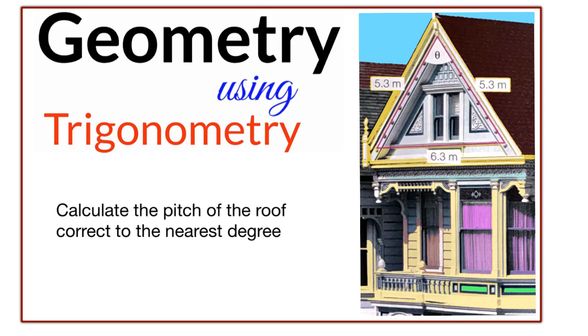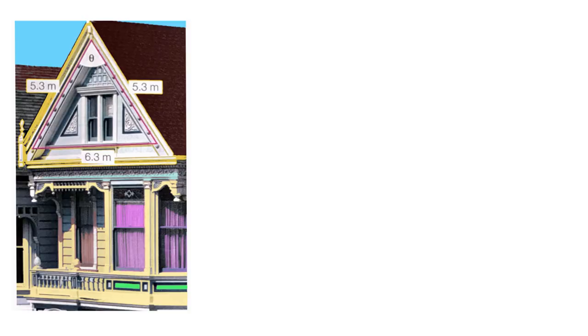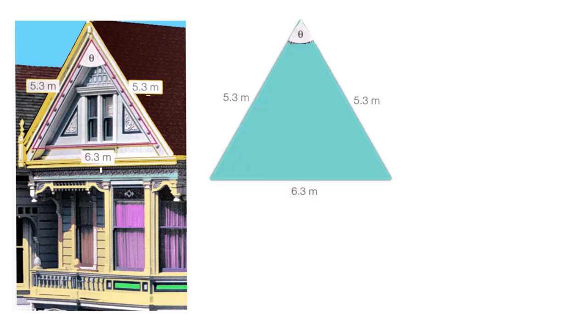The 5.3 meter roof lines determine the pitch, which is the angle formed when the roof lines meet. So we're going to calculate that pitch. Apart from the 5.3 meter roof lines that we have, we also have a base which is 6.3 meters. The fact that the roof lines are 5.3 meters on both sides indicates that this triangle must be isosceles.